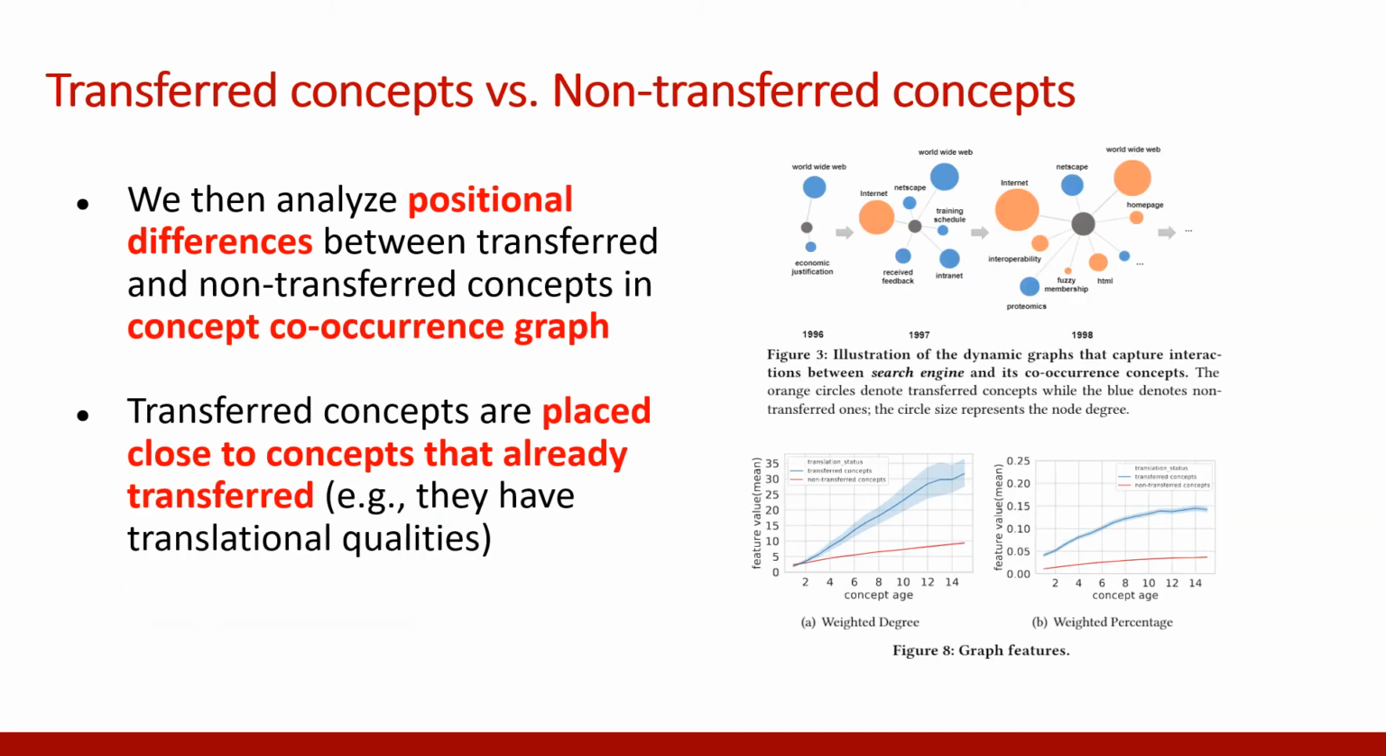Besides concepts' intrinsic characteristics, we assume that how a concept gets co-used with other concepts will influence its transfer likelihood. To test our hypothesis, we analyzed positional differences between transfer concepts and non-transfer concepts by constructing a concept co-occurrence graph, as demonstrated in Figure 3. We find that transfer concepts are placed close to concepts that have already transferred.